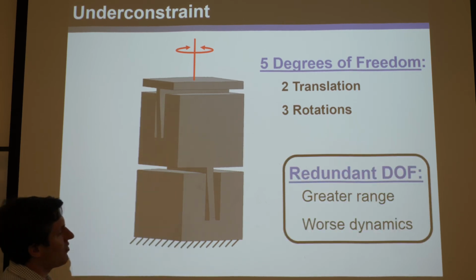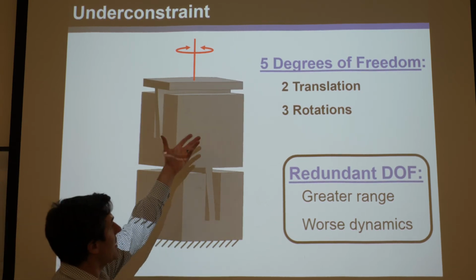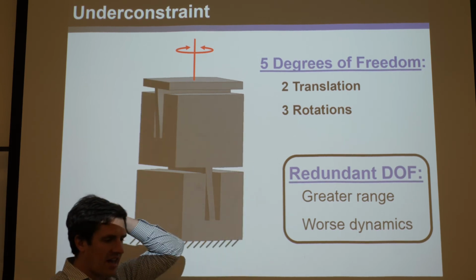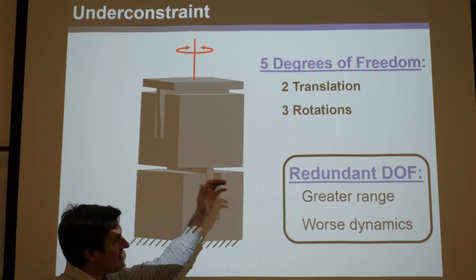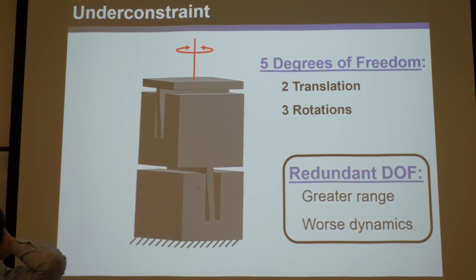So redundant degrees of freedom have much greater range. You can get to twice the range or more, depending on how you design it. Well, you get the range of both of them added together. But it's worse dynamics because it's under constraint. There's a redundant degree of freedom.